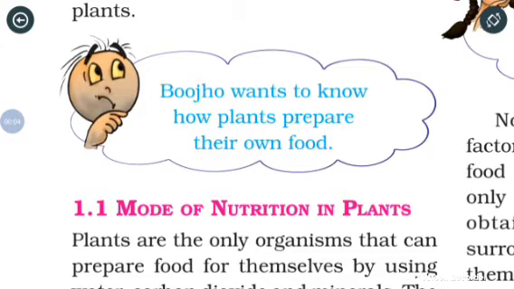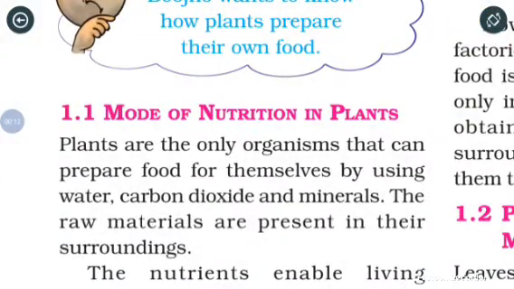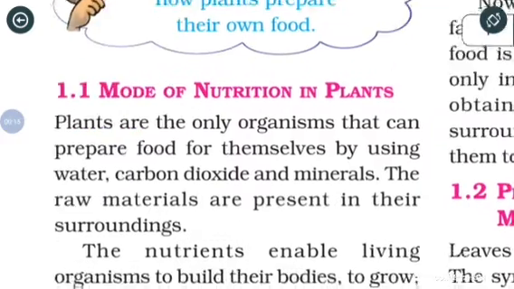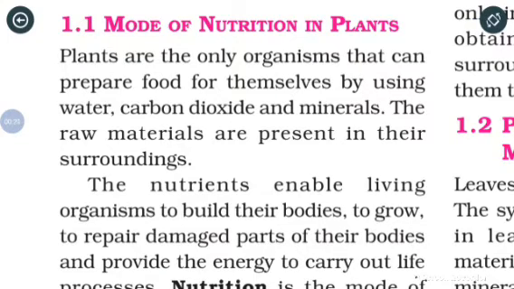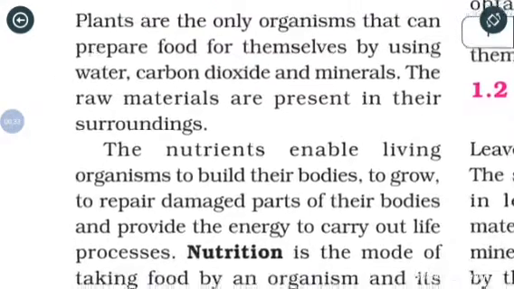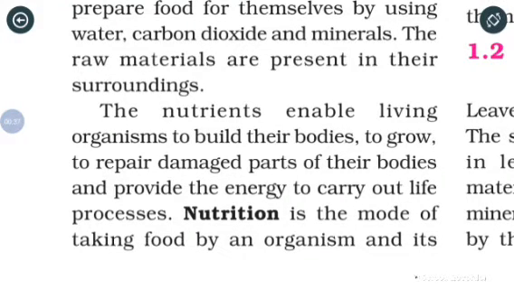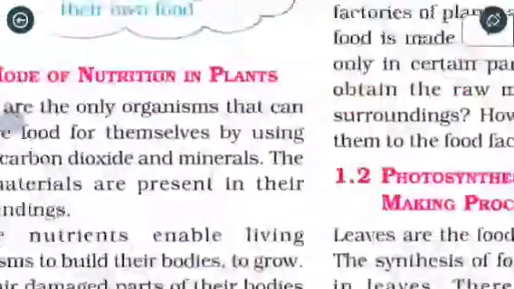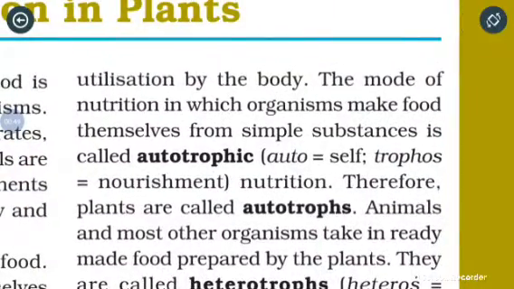Mode of nutrition in plants. Plants are the only organisms that can prepare food for themselves by using water, carbon dioxide and minerals. The raw materials are present in their surroundings. The nutrients enable living organisms to build their bodies, to grow, to repair damaged parts of their bodies and provide the energy to carry out life processes. Nutrition is the mode of taking food by an organism and its utilization by the body. The mode of nutrition in which organisms make food themselves from simple substances is called autotrophic.